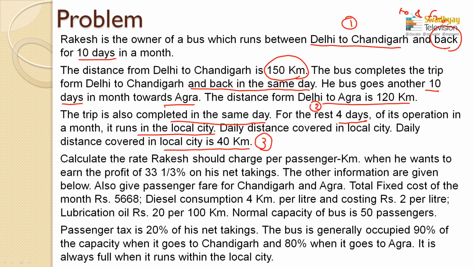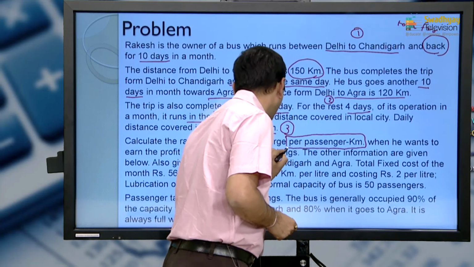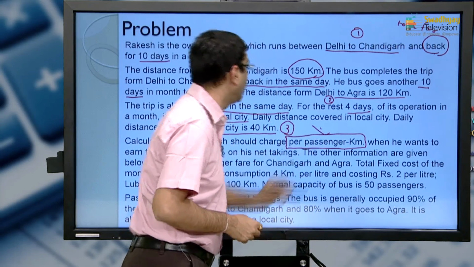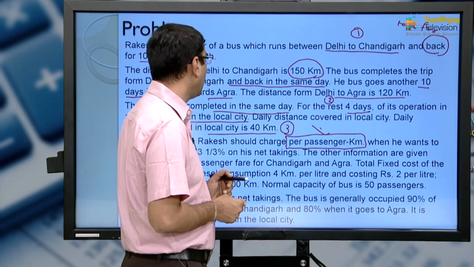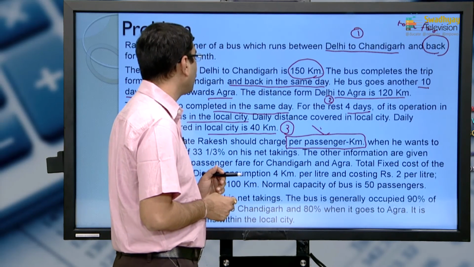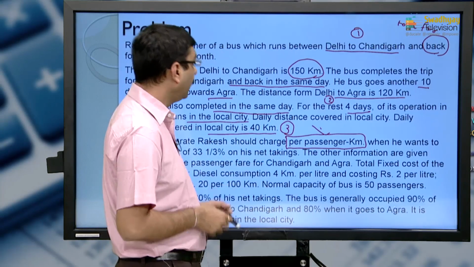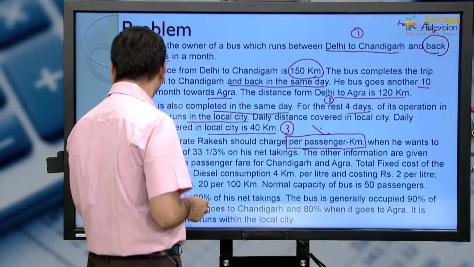Now, moving to the second part of the question: calculate the rate Ruckus should charge per passenger kilometer. This is the question. They asked to find out the rate per passenger kilometer. That is the more important thing. This is what they actually asked in the question: how much Ruckus can charge per passenger kilometer on the basis of these different routes.